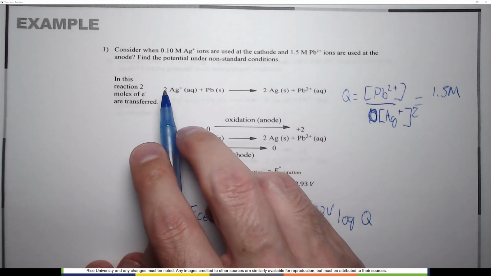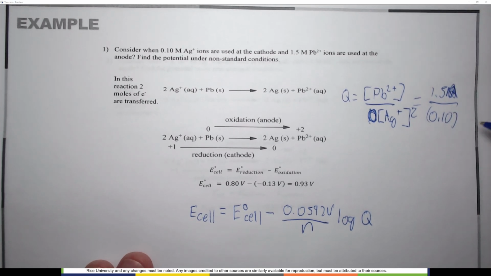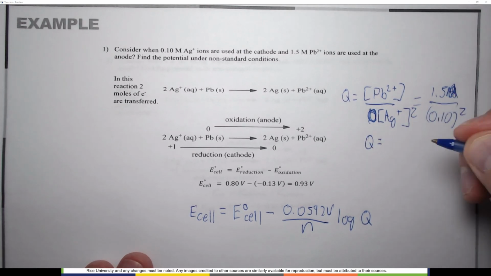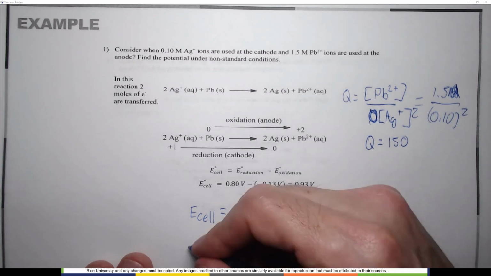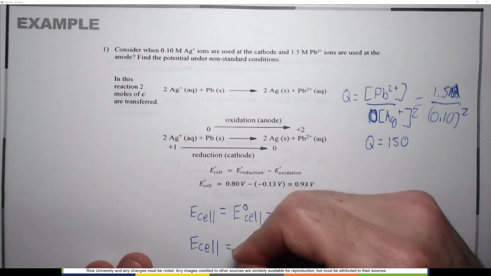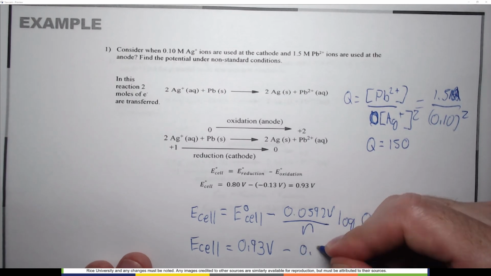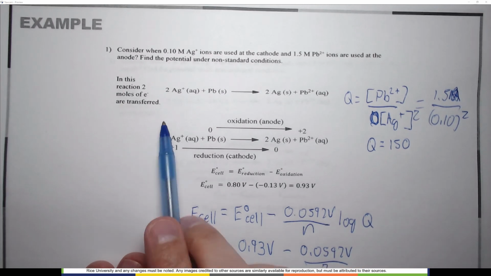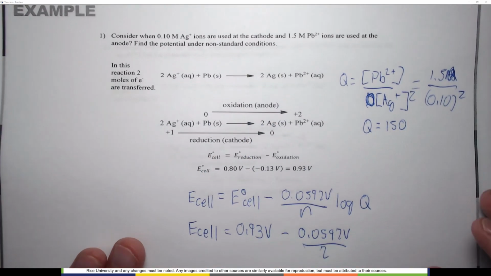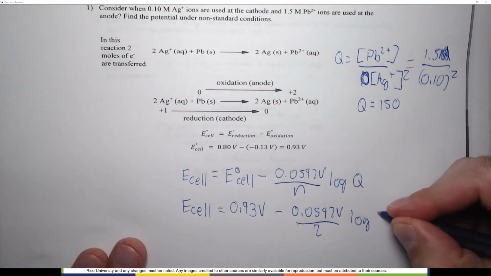And the Ag concentration is 0.10 squared. All right, like that. And when we do that, we find that Q in this particular case is equal to 150. So now we can plug this in. E cell equals the standard potential, 0.93 volts, minus 0.0592 volts, divided by still 2 moles of electrons transferred in this reaction. It's the same reaction we used earlier. And we're going to take the log of the 150.